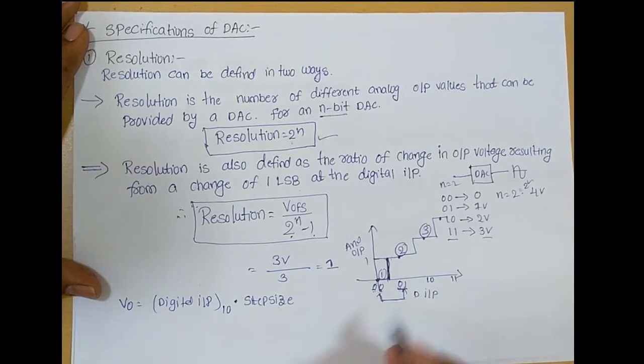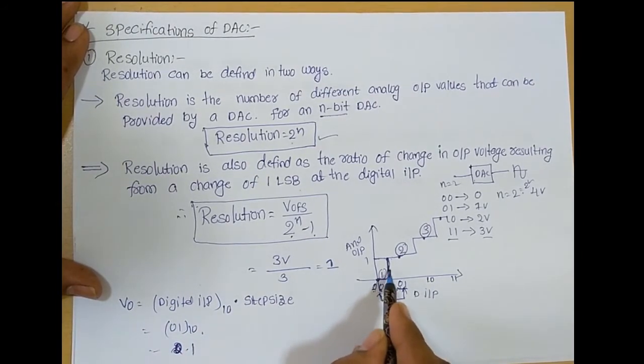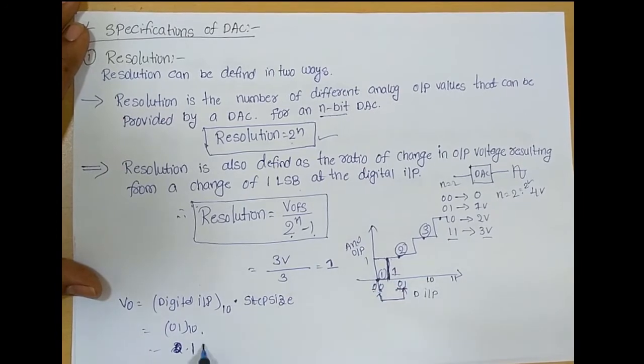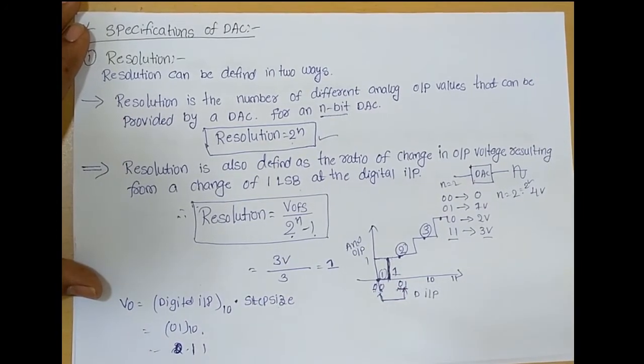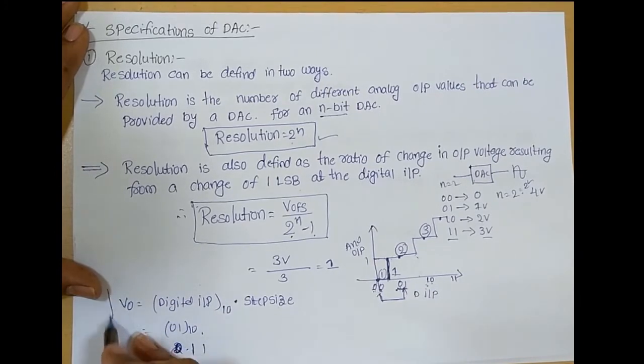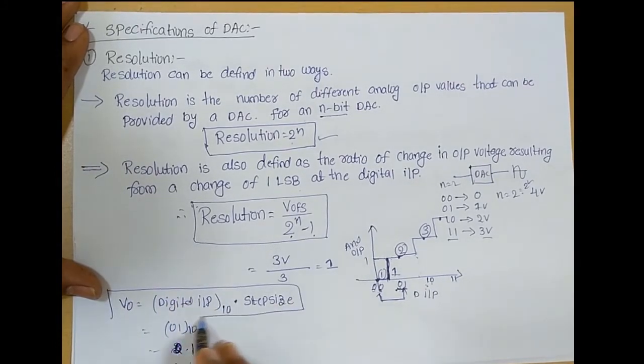For example, here the input bits are 0 1. The equivalent decimal form is 1, and the step size is 1. Here we will get the overall output voltage equal to 1 volt. So in this way we can determine the relation between the output voltage and the resolution of this digital to analog converter circuit.